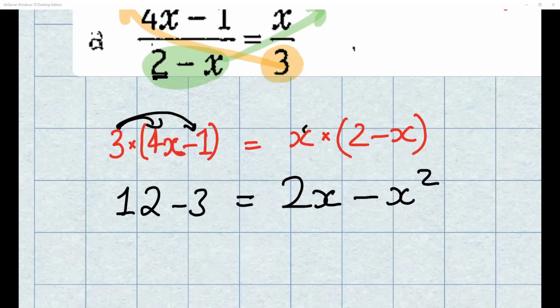Fantastic. Okay, so x times by 2 is 2x. X times by minus x is minus x squared. Lovely. I think I've missed something out, so nobody's spotted it. Yeah, I have. I missed the x out. Okay, folks, you need to be sharp-eyed. Come on. Spot the mistake. 3 times by 4x is 12x, not 12.